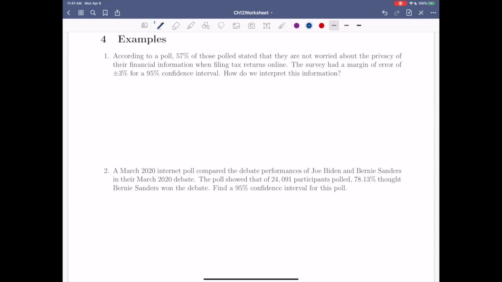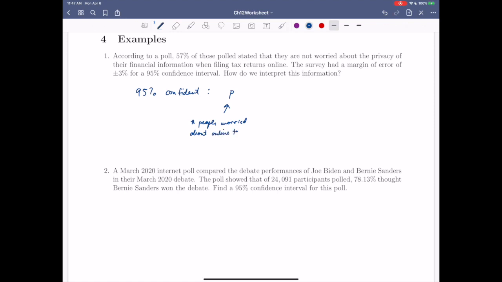Okay, a good mid-April problem here. What the content of the survey is doesn't matter, but the survey had a margin of error of plus or minus 3% for a 95% confidence interval, and I want to know how we interpret this. If we have a margin of error of 3%, we can be 95% confident that our population proportion P, here P is the population proportion for the number of people worried about their financial information for online taxes.